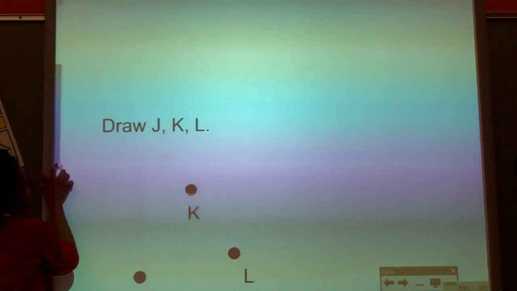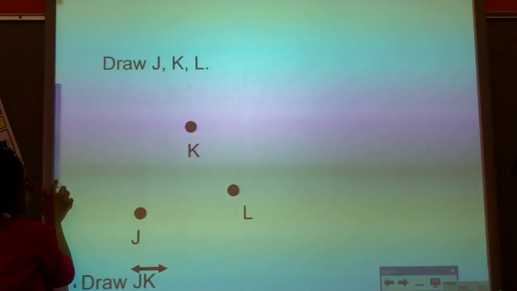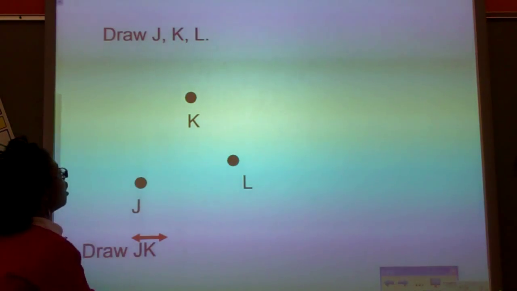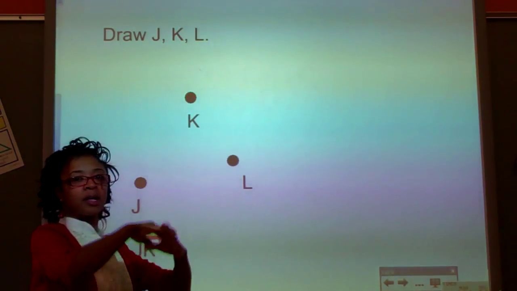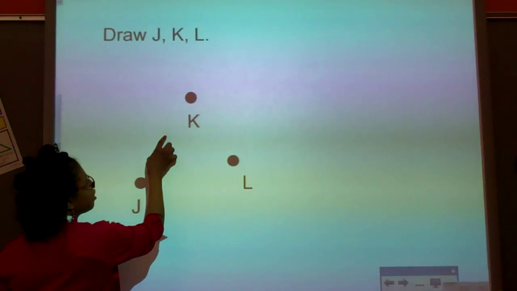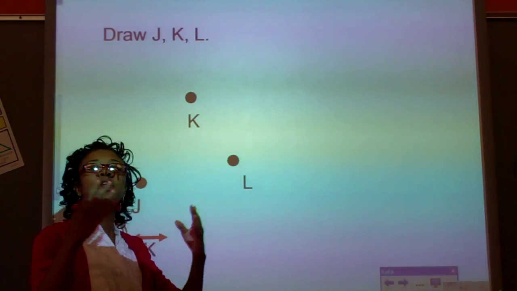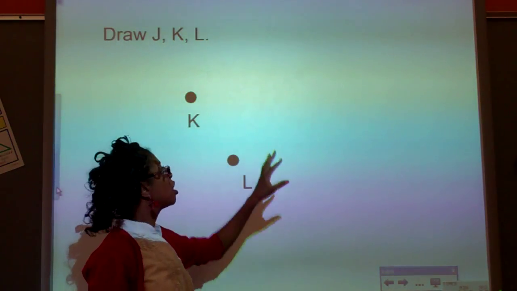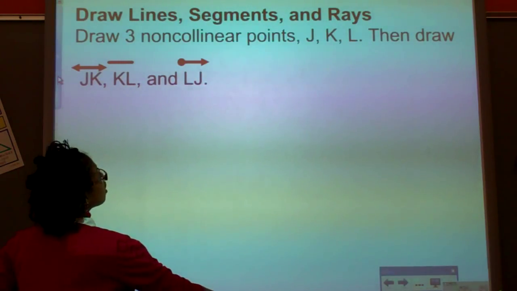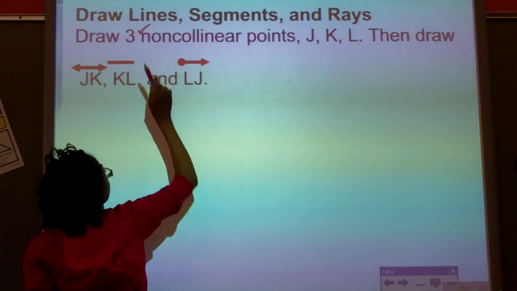So first, if we draw J, K, and L, we can clearly see here, these are points that are not collinear. They're not in the same line. L would be here, or I'd have to move J in there. They're just non-collinear. Okay? So I've done the first portion. It's checked off.